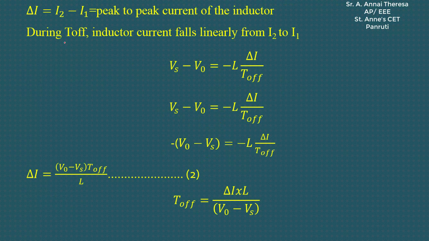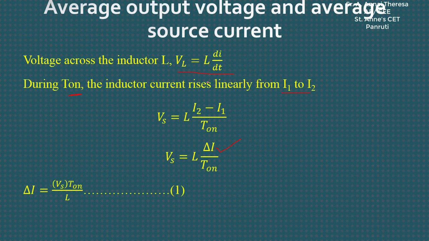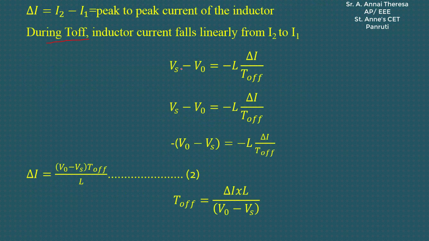Then we can see the duration of T off, that is the off period. During this period, the inductor current falls from I2 to I1. So VL is the same equation, VL is equal to L into di by dt. When the switch is off, VL is equal to Vs minus V0. This is discharging current, that's why we have put a minus: L into the change in current delta I by T off. So Vs minus V0 is equal to minus L into delta I by T off.